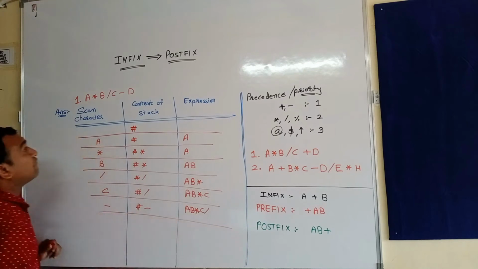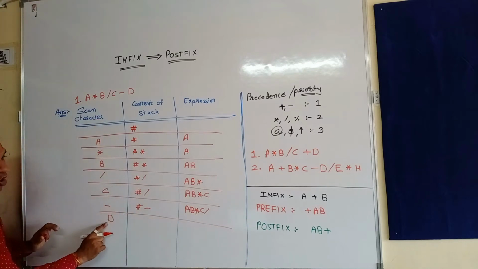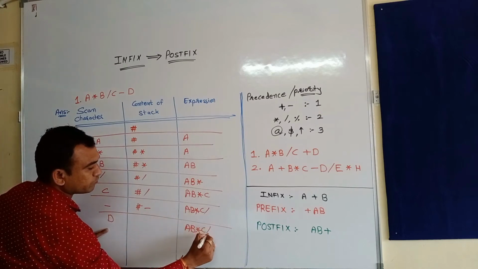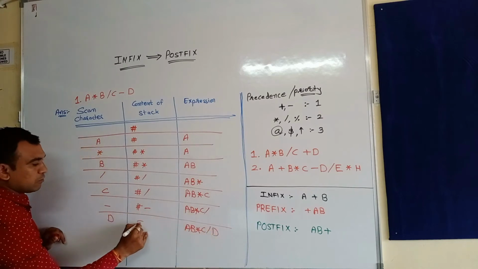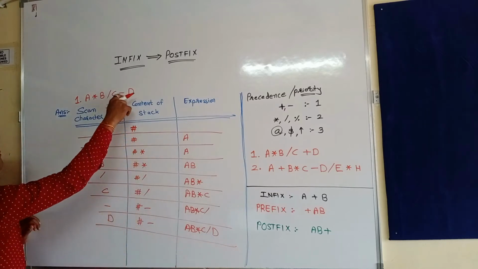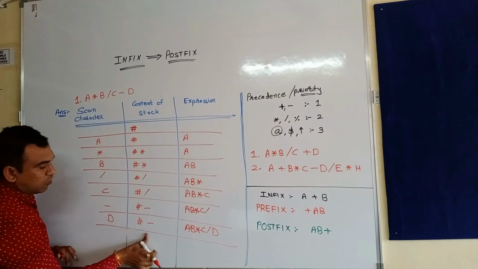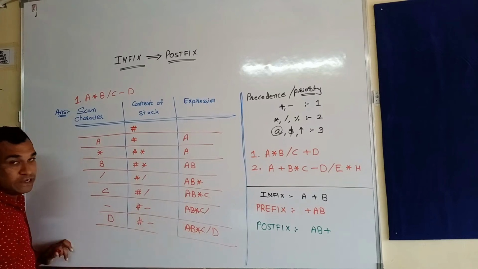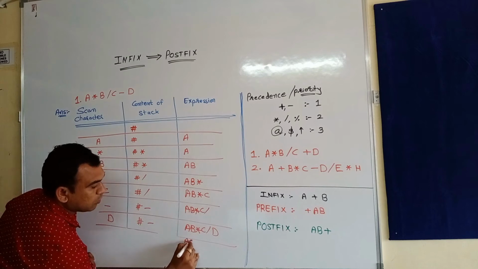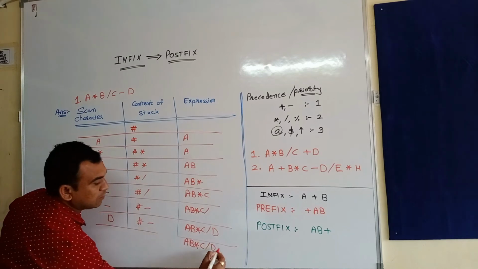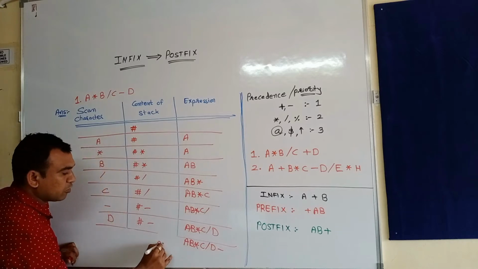After that, we have D. Whenever an operand comes, we directly put it into the expression. Now every character is finished, so our example is over. Whatever we have in the stack, we just need to empty. So A, B, multiplication, C, D, division, and we have minus, and this is your answer.